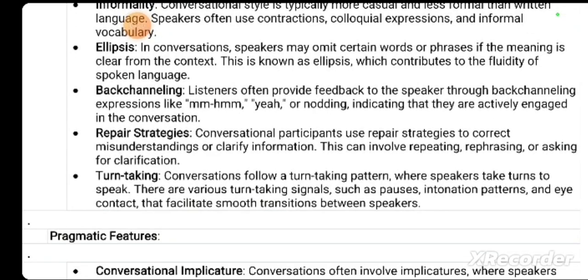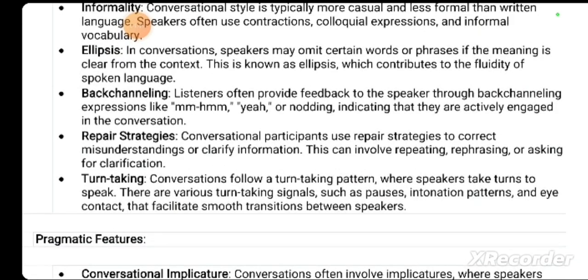Another concept which you can understand is back channeling, which means listeners often provide feedback to the speaker, like saying yeah, or nodding, indicating that they are actively engaged in the conversation. It is very important when somebody is talking to you. Sometimes you do not answer in words, but you just fill the gaps by saying yeah, huh. Such words are called back channeling.